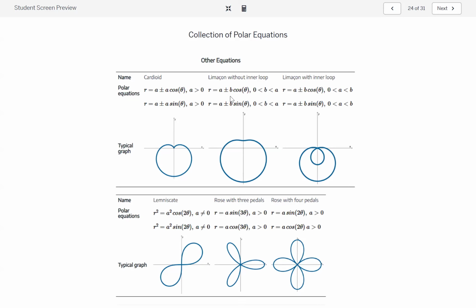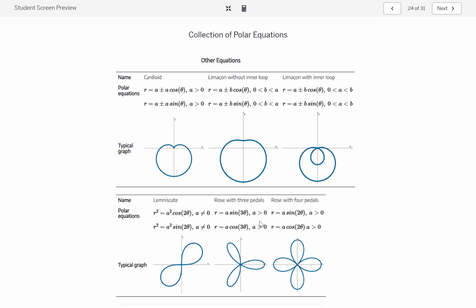Now, if that a is not the same, we have an a and a b, where the b is smaller than a, we get what's called a limacon without an inner loop. If we flip which one's bigger, then we get this weird inner loop. So you can see like these three shapes are kind of closely related, because if I erased the inner loop, this would look kind of like a heart. And I can see this one has like a dimple that's almost trying to be the point on a heart. And then we get a lemniscate, which is like a sideways infinity.